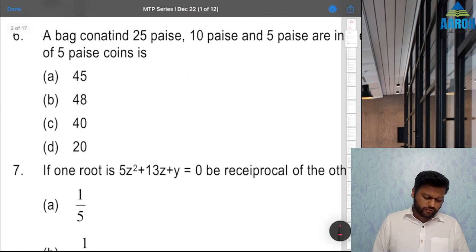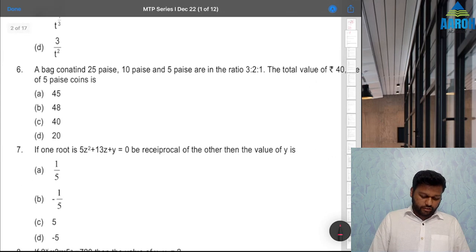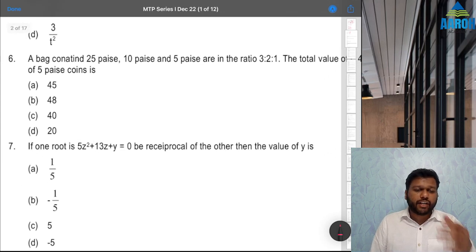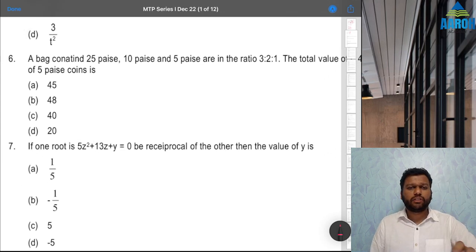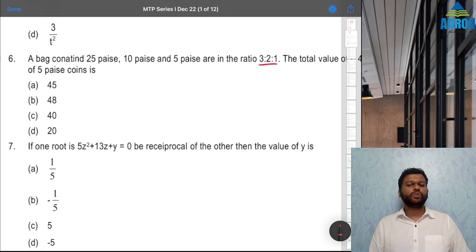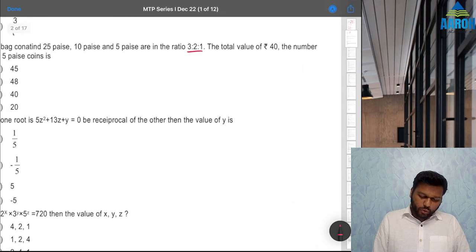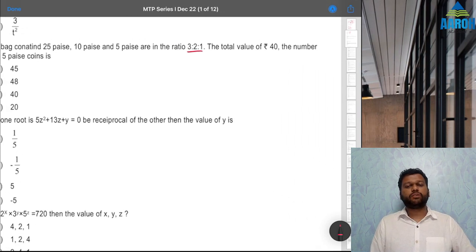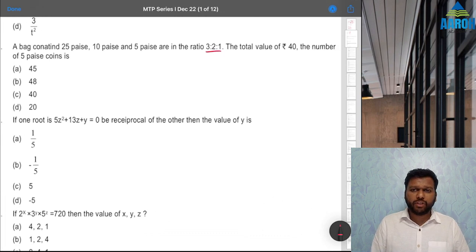That's it. Okay. Sixth. There is a printing mistake in this, but let's try to make sense of it. A bag contains, let's assume, 25 paise, 10 paise and 5 paise coins in the ratio 3 to 1. So let's assume that the total value is 40 rupees. That is what I mean most probably. The number of 5 paise coins is how much?